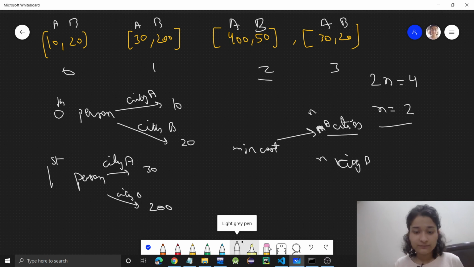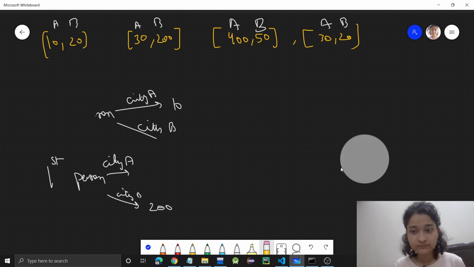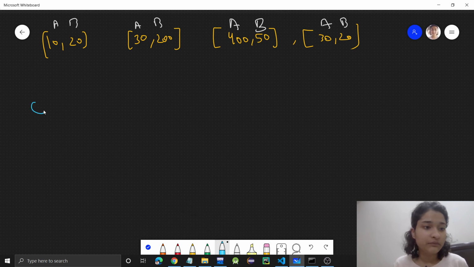So generally, let's discuss the general approach which comes into our mind when we first see this problem. So when we first see this problem, the first thing which comes into our mind is, it's very simple. What we can do, we'll have a cost variable initialized to 0. We will come here, we will see which cost is minimum. For this 0th person, is it beneficial to go to city A or to B? Obviously we'll go to city A, right? 10, it's less than 20, so 10 we will go to city A. So here we chose city A.